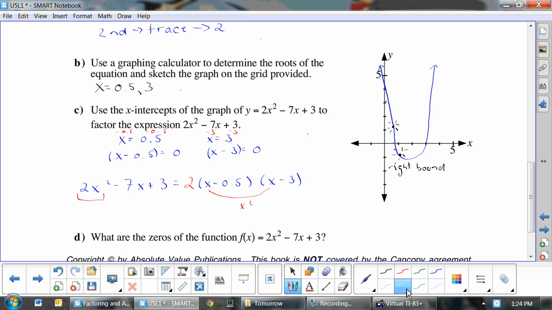You're going to multiply it by whatever this number is. So if it's a 2, you multiply it by 2. If it's a 4 there, you multiply it by 4. If it looks like this, you don't have to multiply it by anything.